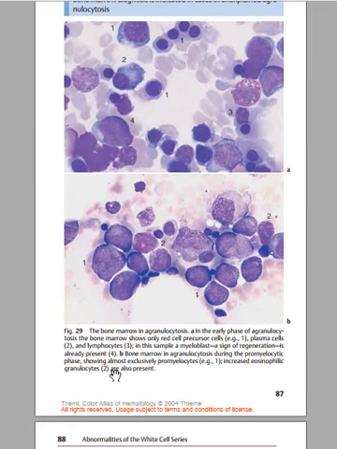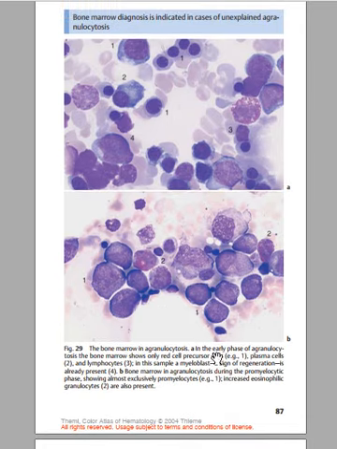So this is a diagram. So the bone marrow in agranulocytosis. So when you have bone marrow agranulocytosis, in the early phase of the agranulocytosis, the bone marrow shows the red cell precursors. So you have the red cell precursors here. You can see also the plasma cells and all that. So here you see the bone marrow in agranulocytosis during the promyelocytic phase, showing almost exclusively the promyelocytes. Is it clear? So you don't see again all those precursors.